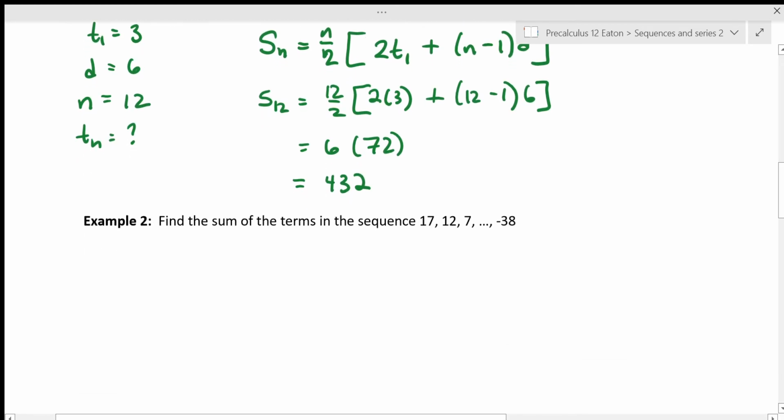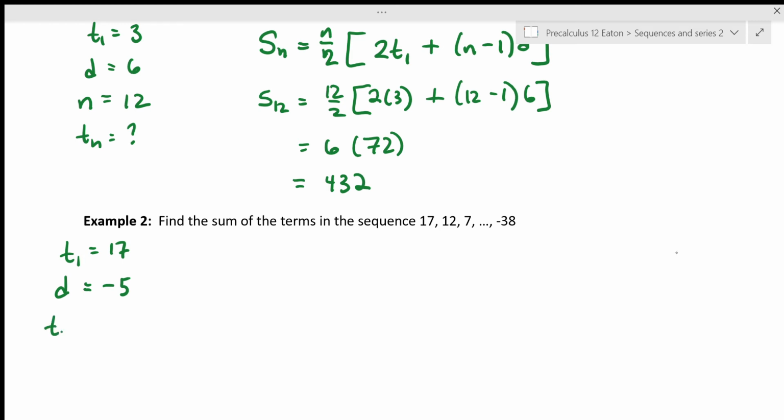Example 2. Find the sum of the terms in the sequence 17, 12, 7, ..., negative 38. So we're going to write down what we have. We know T1 is 17. We know our common difference. Well, we're going 17 to 12 to 7, so we're going down 5. That makes our common difference negative 5, because if we're going down, it's always a negative common difference.